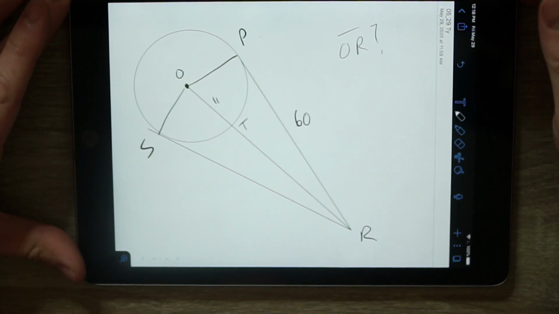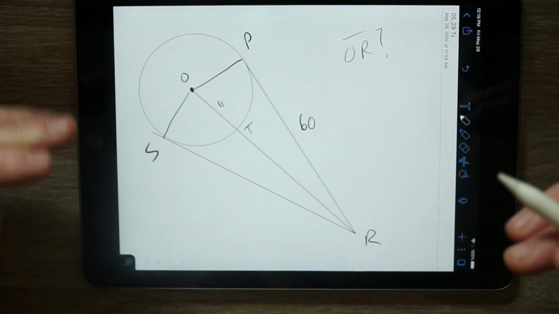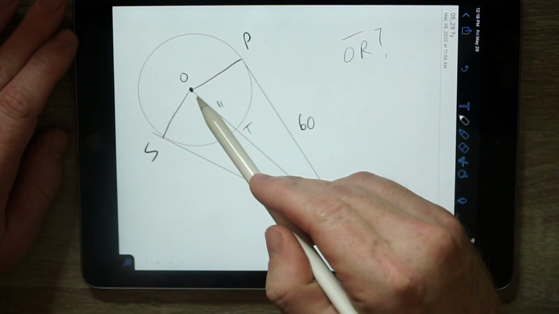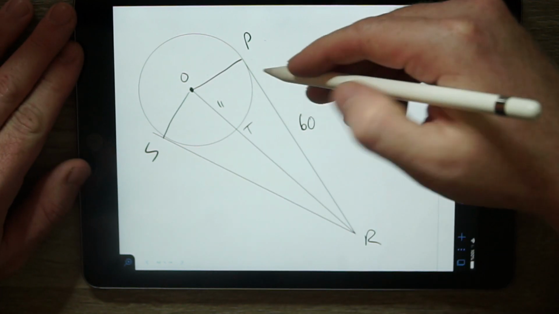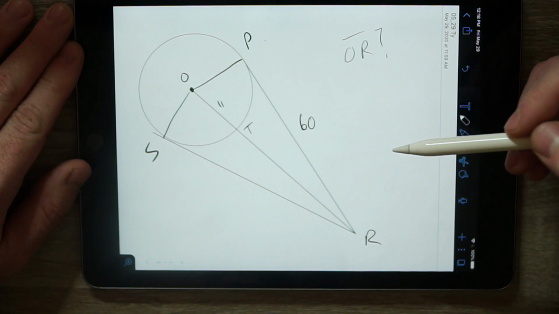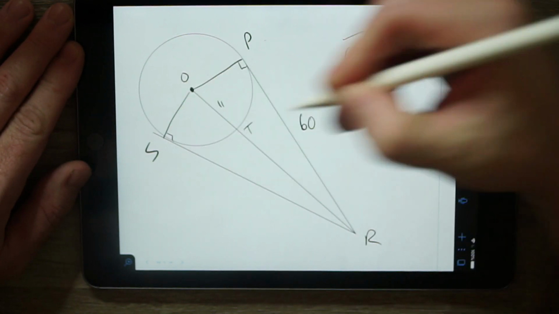So flipping back to that picture that I just sent you, what we established is that all radii and tangents intersect at a right angle. Okay. So what that means is that even though it's not written in this picture, we know that OP is a radius and OS. And we are told that PR and SR are tangents. So that means that these must be right angles.